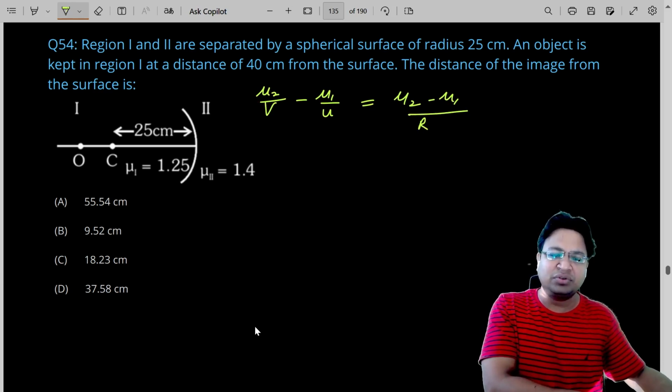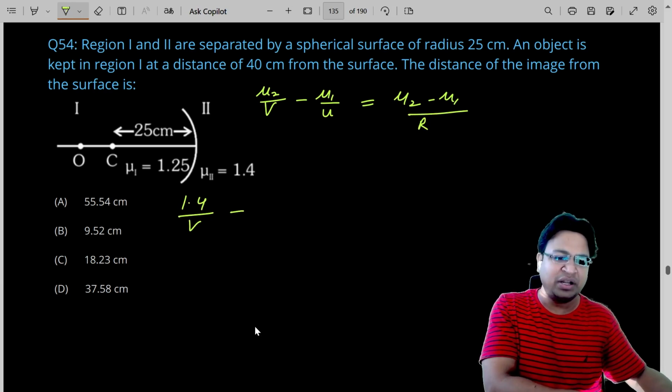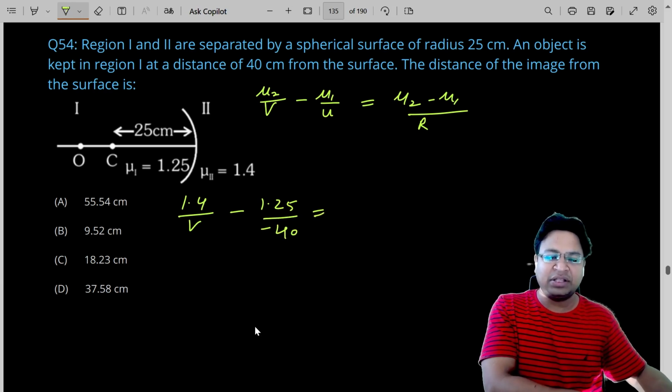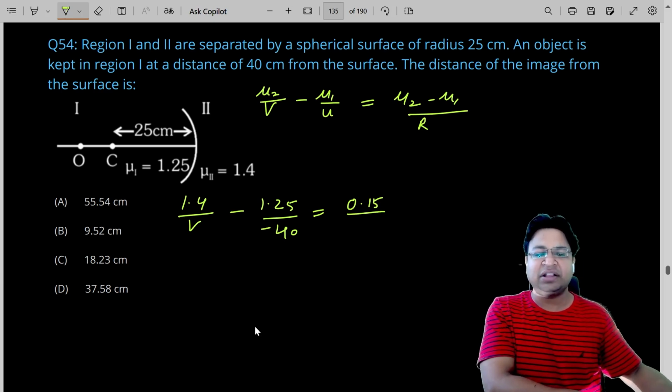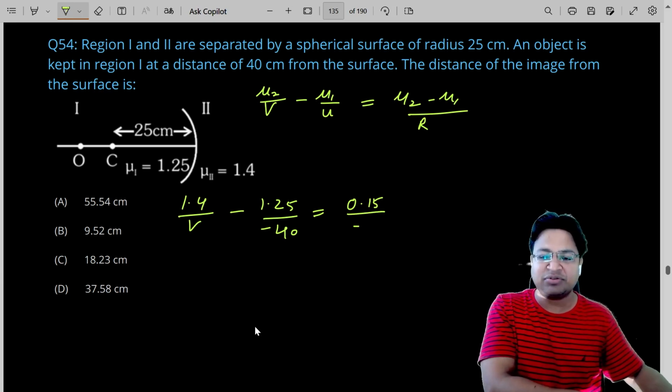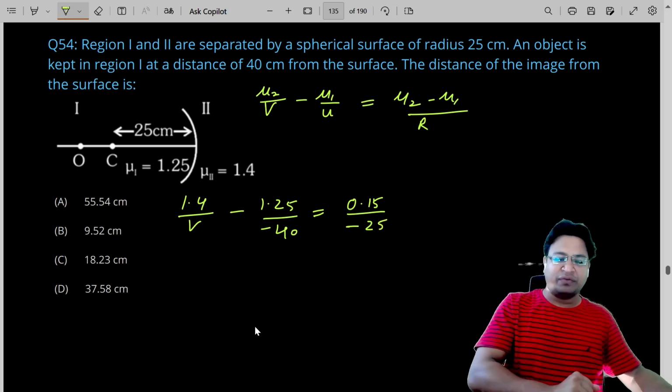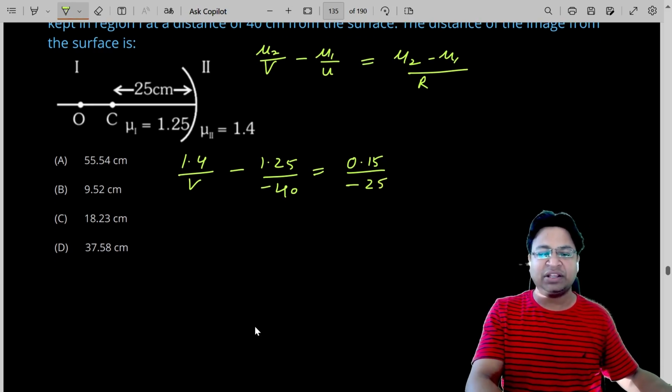r. Now mu2 is given as 1.4. V is what we have to find out. Mu1 is 1 here. No, mu1 is 1.25, and object distance would be minus 40. Then mu2 minus mu1 will become 0.15, and the radius is 25 centimeter, and the center of curvature is in the first medium, so minus 25. I'm keeping everything in centimeters. So we have to finish this calculation to get the value of V, and that would be our answer.